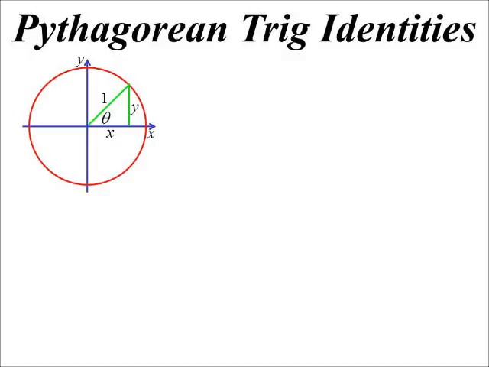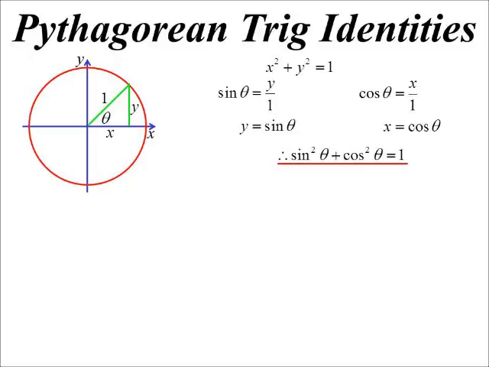From that, I can say, well, I know the equation of the circle is x squared plus y squared equals 1. And then I can read off the triangle, and I know y over 1 would be the sine of theta, so y is sine theta. X over 1 would be the cosine of theta, so x is cosine theta. Substitute that back into the equation of the circle, and we get our first relationship. Sine squared plus cos squared, always equal to 1.